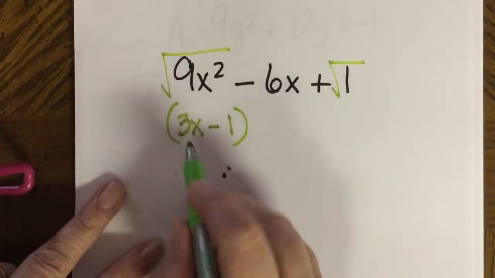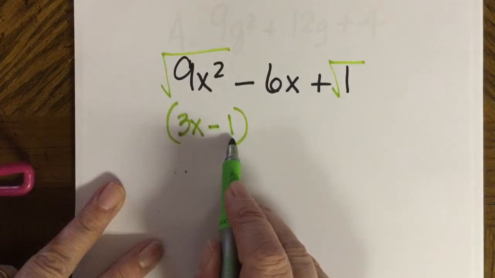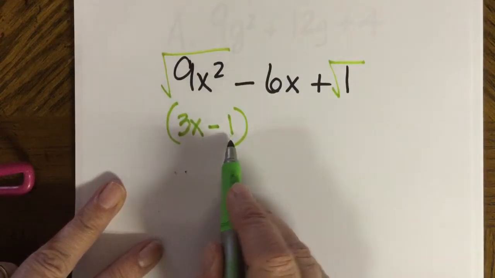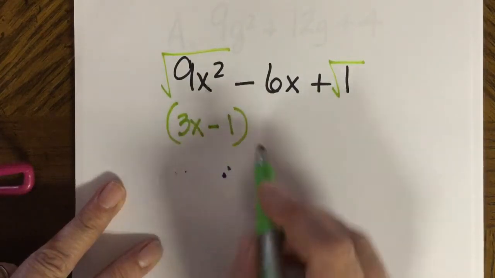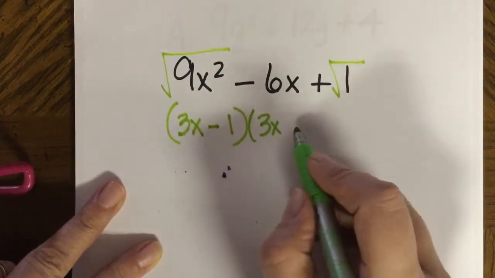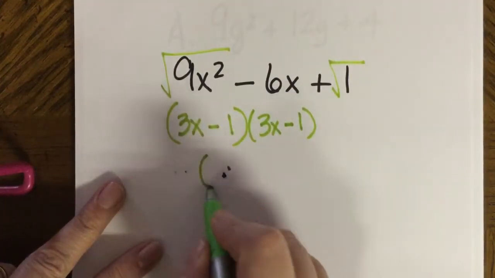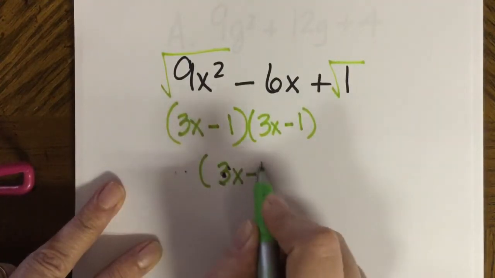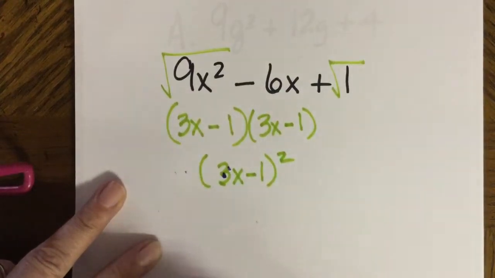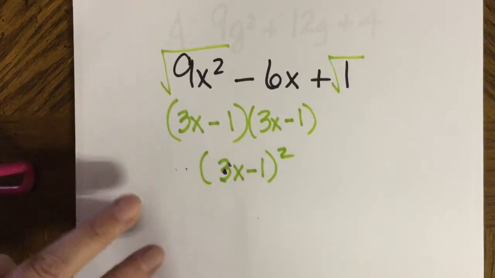So let's see, does it follow the pattern? What is a times b, or 3 times negative 1, is negative 3. Times 2 is negative 6. It does indeed follow the a squared minus 2ab plus b squared pattern. So this is actually a perfect square trinomial, which means my final answer is this. So this is a way to check. Hopefully you are going to be able to recognize them spot on.